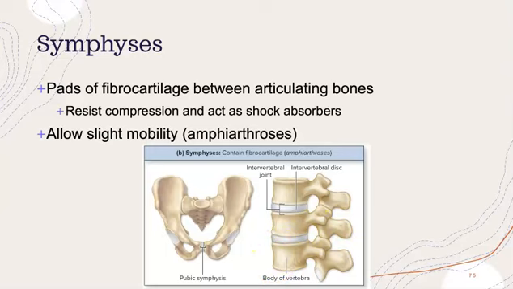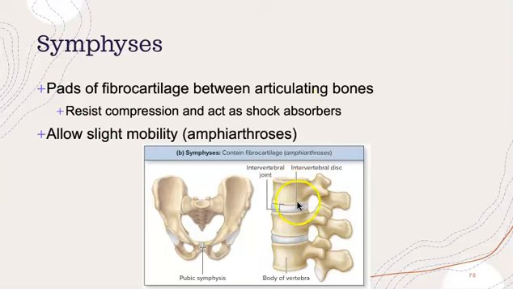The other subclassification is symphyses, and this is going to be a pad of fibrocartilage. So we could find it either here between our two pubic bones, and that is called our pubic symphysis, or we find it making up our intervertebral discs. So sitting in between the vertebral bodies here, and it assists us with resisting compression and acts as shock absorbers. So we just have slight mobility here, making it amphiarthroses.